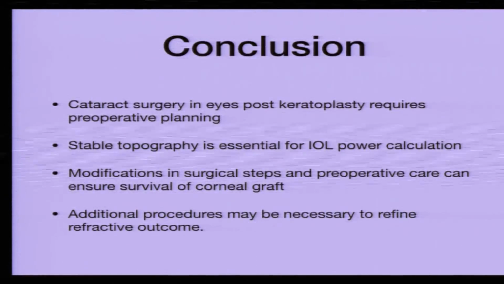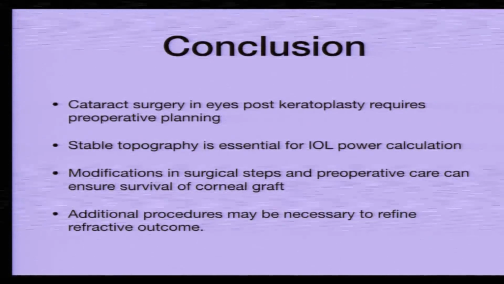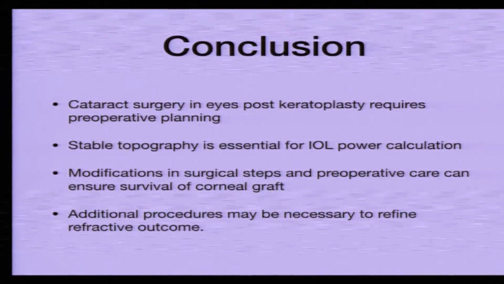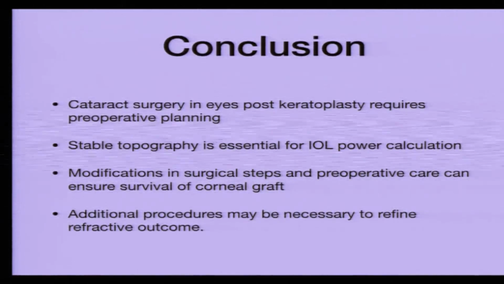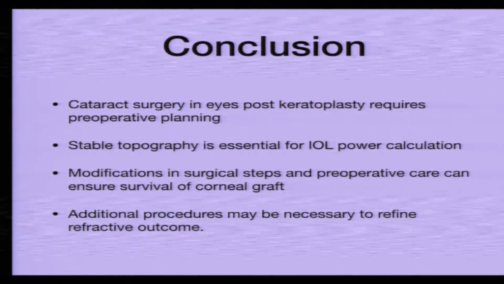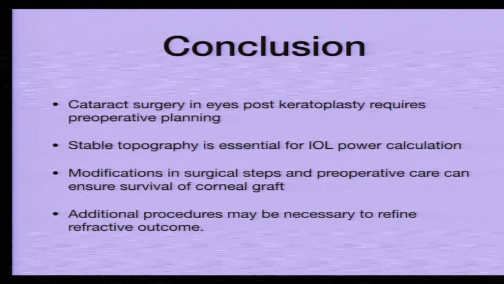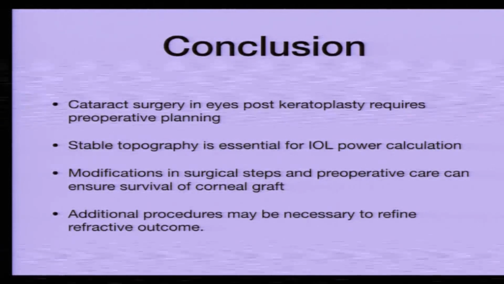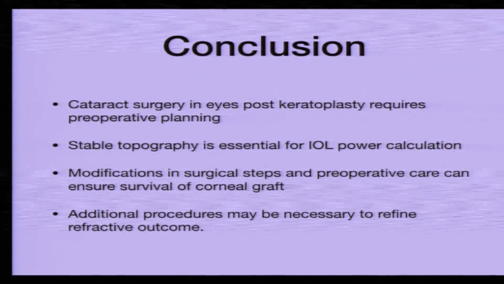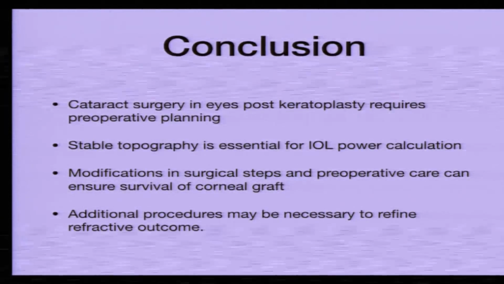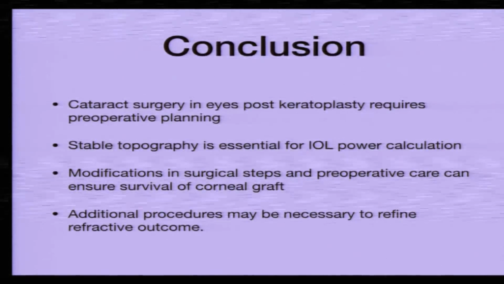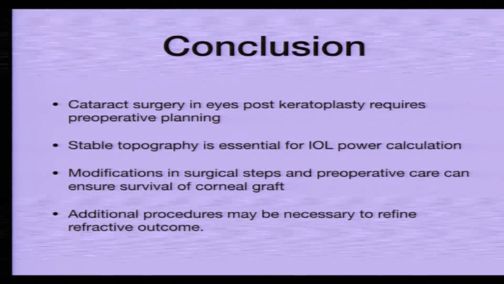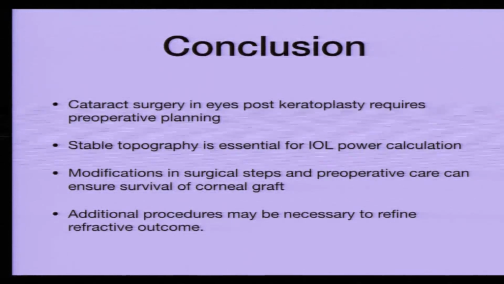So basically, in conclusion, cataract surgery in post-keratoplasty eyes requires some amount of pre-op planning. Stable topography is essential for IOL power calculation, and if the patient has preoperative astigmatism, before you embark on a cataract surgery, see what options you have to manage the astigmatism, especially the irregular astigmatism. Make it regular, because in an irregular astigmatism, even if you put a toric IOL, the patient's quality of vision is not going to be very great. Modification of surgical steps and perioperative care, both pre-op and post-op, can ensure survival of the corneal graft. And always remember that additional procedures may be necessary to refine the refractive outcome. So this needs to be conveyed to the patient.